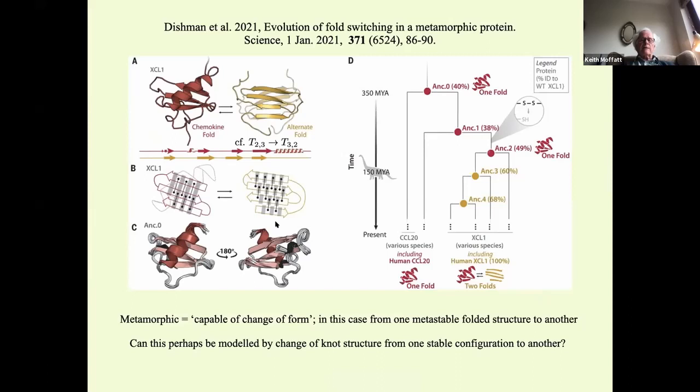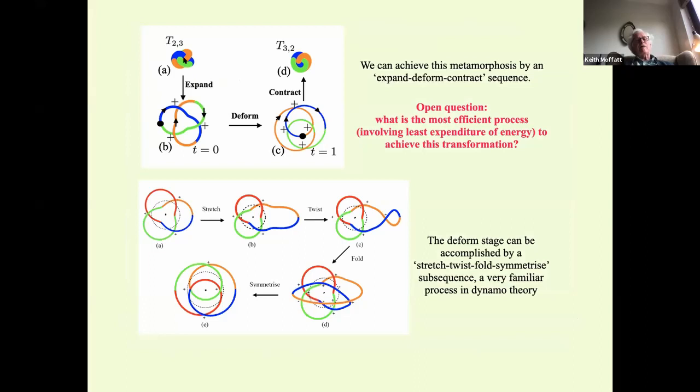Well, how can it happen? You take T23 in the tight form, expand it, deform it, and contract it, and that is the process by which you can achieve this change. The deformation is quite intricate. You can achieve this by stretching one of the lobes of the knot, twisting it through a pi, and folding it back again through pi behind the basic structure so that the symmetry is changed. And that is how you can achieve the deformation by stretch, twist, fold, and then symmetrize, a very familiar process in dynamo theory.